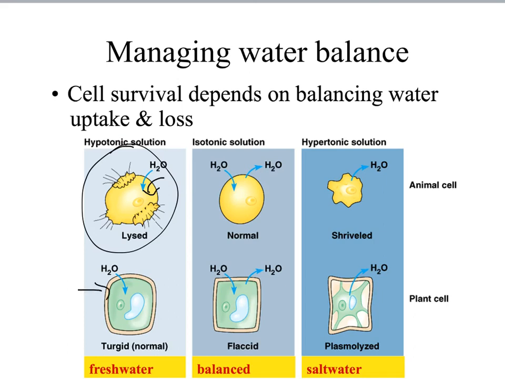This is a plant cell, and so plant cells are happy. Okay, you can see that it says the normal condition for a plant. You can see the cell membrane pushing outward against the cell wall, but the cell wall is preventing it from bursting. Isotonic solution, this is normal for an animal cell, and a little bit flaccid for a plant cell. Plants like to have hypotonic solutions. And then hypertonic solutions are not good for either one.